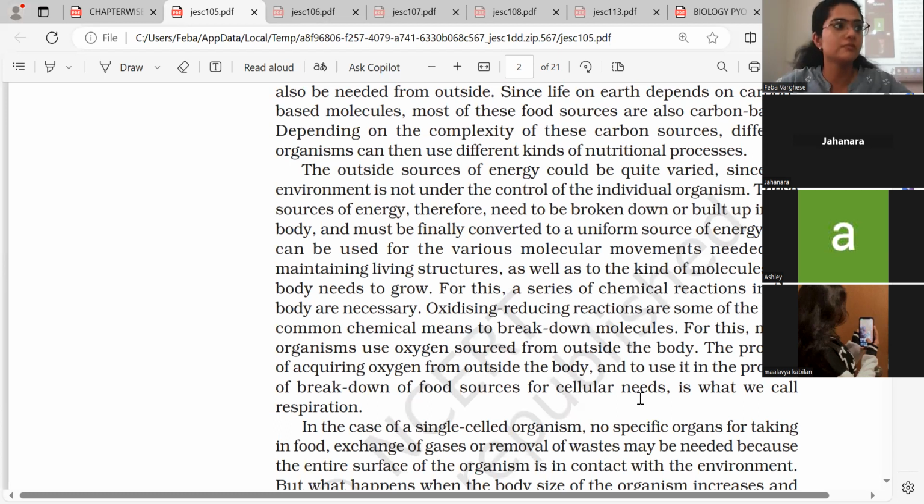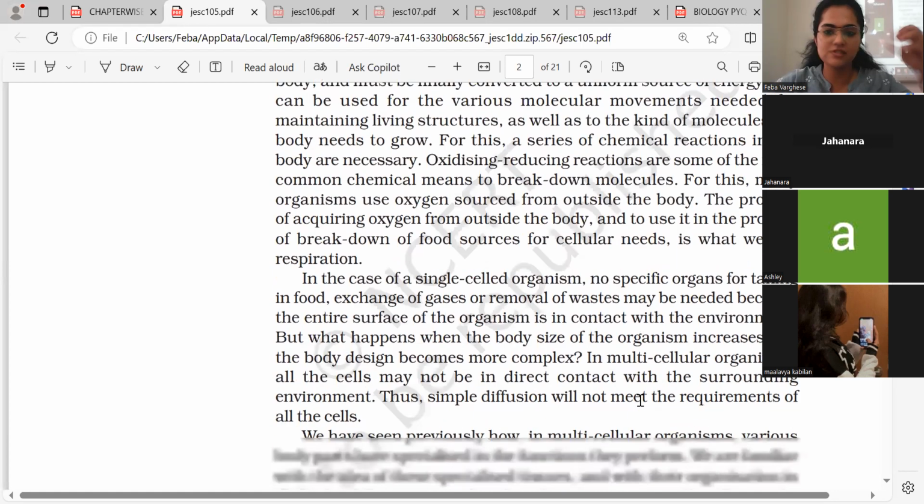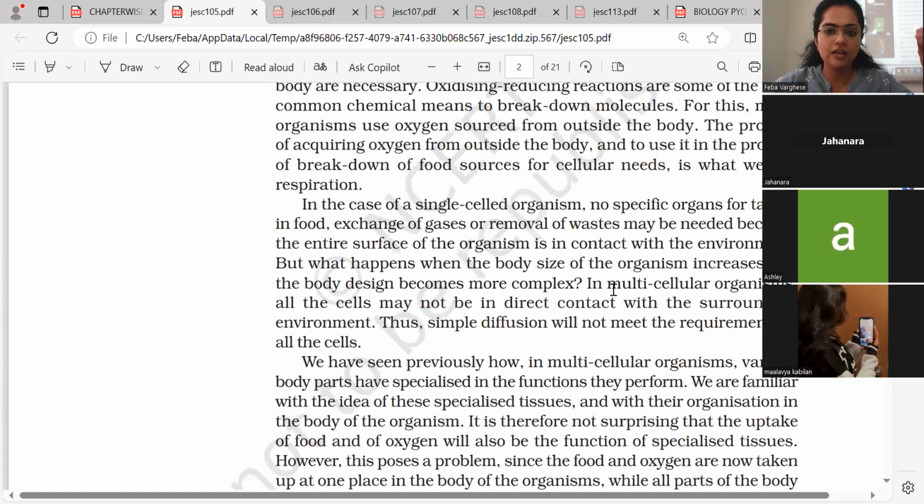And what is the full form of ATP? Adenosine triphosphate. Be clear with all those minute things. What if you get questions based on that? And then one more question from this paragraph. Why do complex organisms have a respiratory system, whereas single-celled organisms simply undergo gaseous exchange by the process of diffusion? Yes, in multicellular organisms, not all the cells are in direct contact with the surrounding environment, and thus simple diffusion cannot meet the requirements of our body. That's why we have a complex respiratory system. This was also a previous year question.